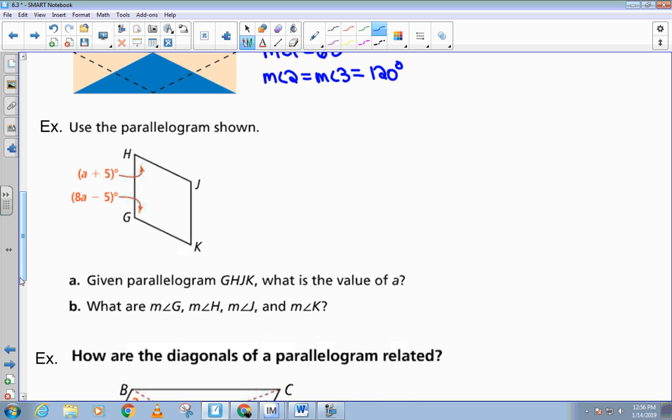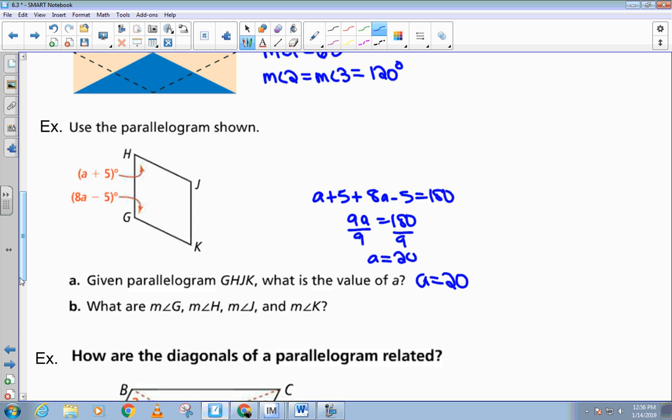Alright, here's another one. Use the parallelogram shown. Given the parallelogram GHJK, what is the value of A? Okay, these are consecutive angles, right? So you're going to add them together and they equal 180. So we get A plus 5 plus 8A minus 5 equals 180. So that's 9A equals 180. Divide both sides by 9, and A is what? 20. Okay, so A is 20.